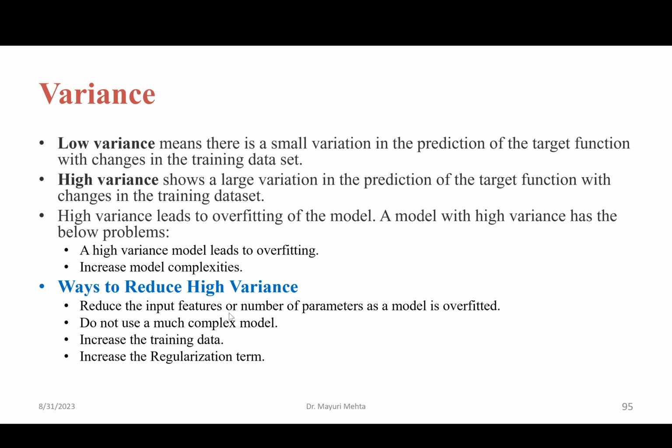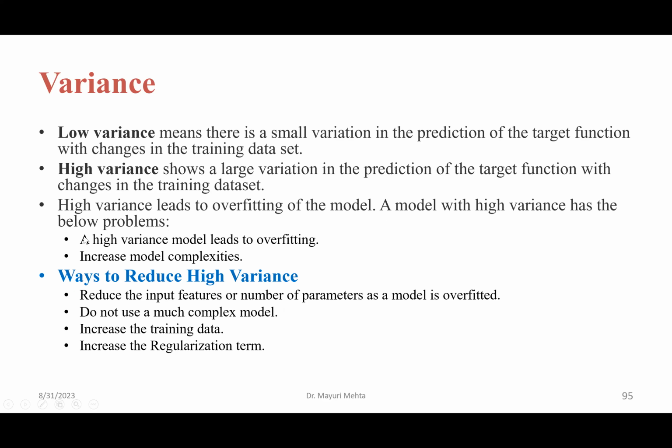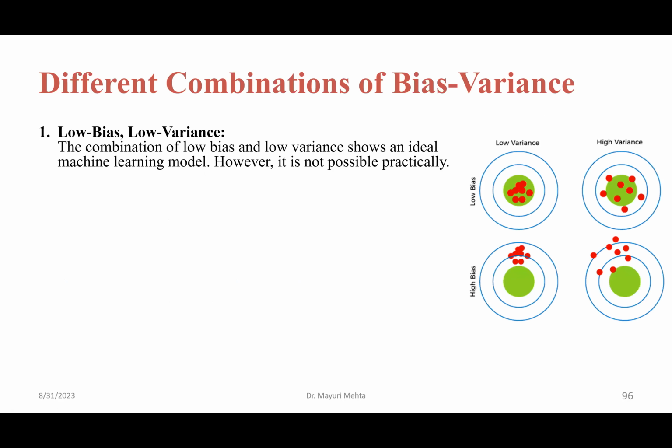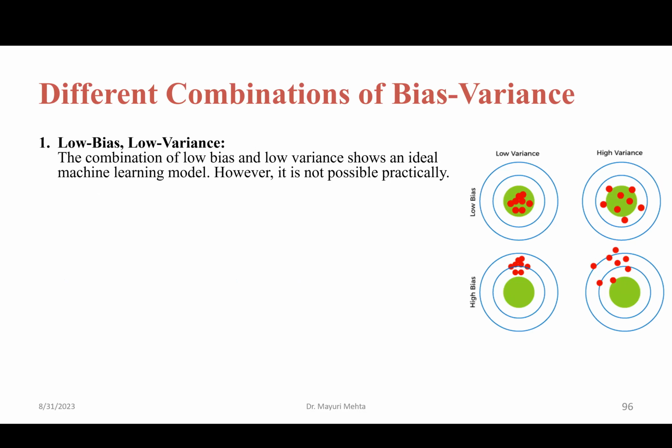So I hope the trade-off between these two is clear: when bias is high, variance is low, and when bias is low, variance is high. So here are the different combinations of bias and variance. There are four possible combinations: low bias, low variance; low bias, high variance; high bias, low variance; and high bias, high variance. Such four combinations are possible with these two terms, bias and variance.